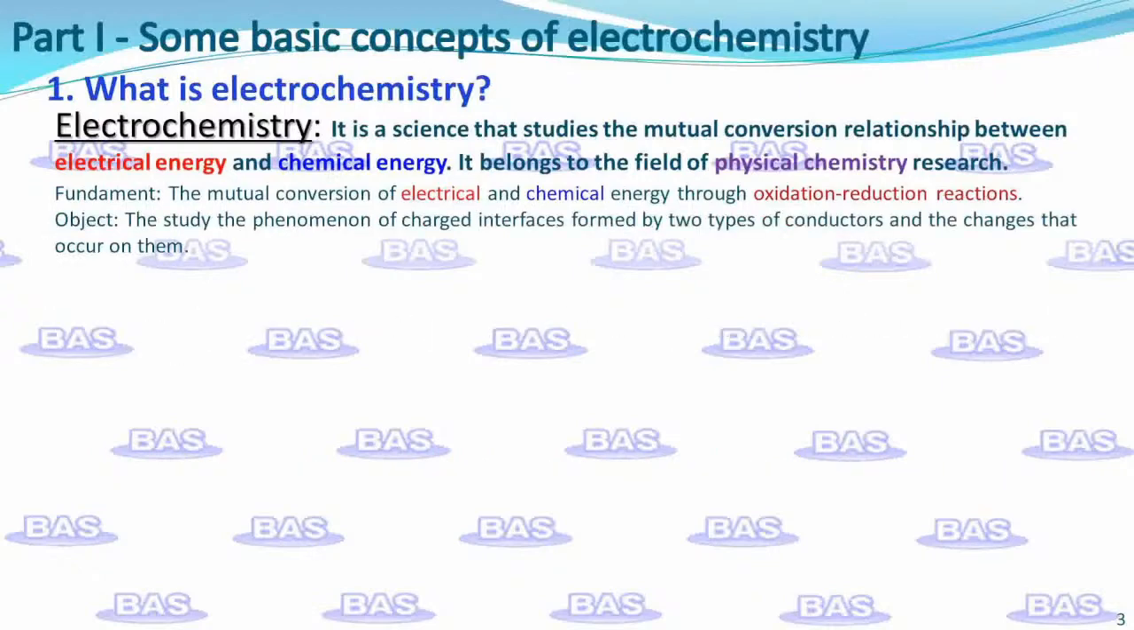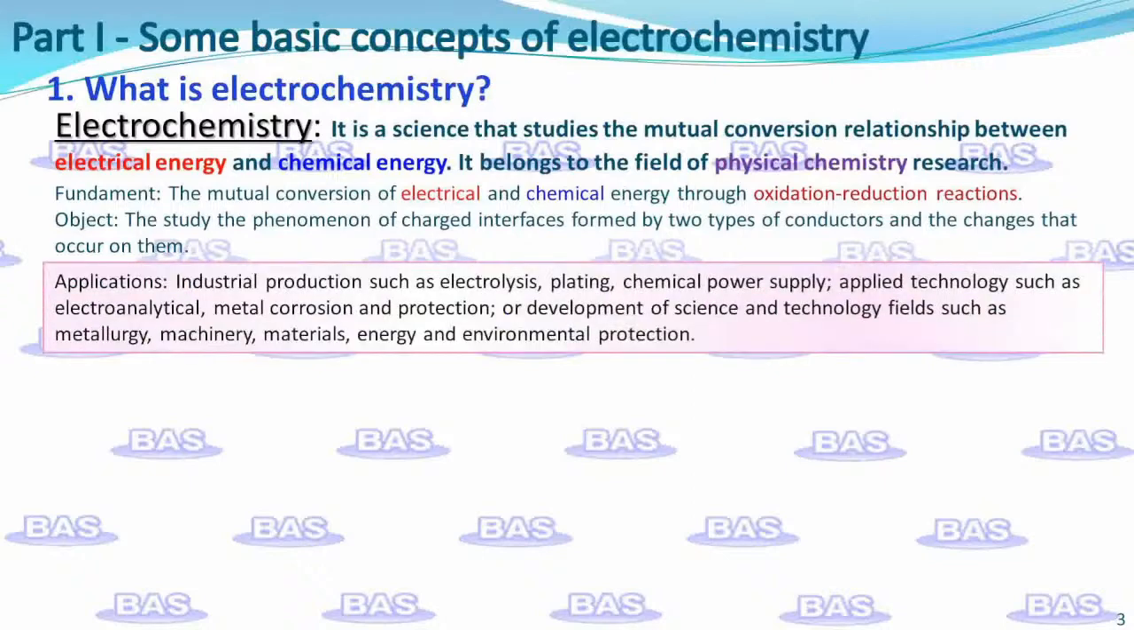The object is the study of the phenomenon of the charged interface formed by two types of conductors and the charge changes that occur on them. The application of electrochemistry is very wide, and it is no exaggeration to say that it is closely related to our daily life. The progress of an electrochemical reaction, like any other chemical reaction, follows chemical thermodynamics and chemical kinetics. Here is a brief explanation of chemical thermodynamics and chemical kinetics.